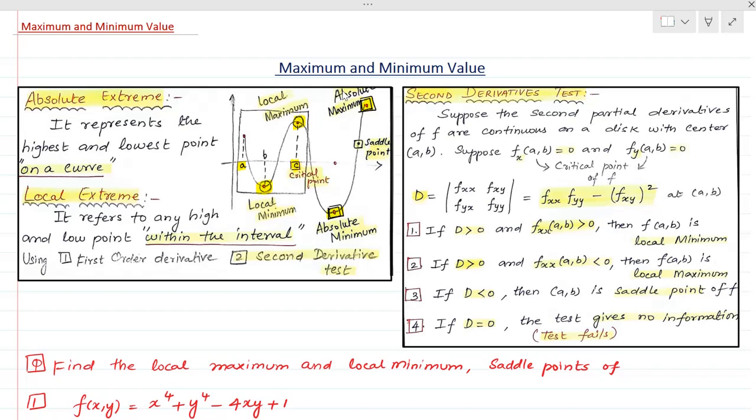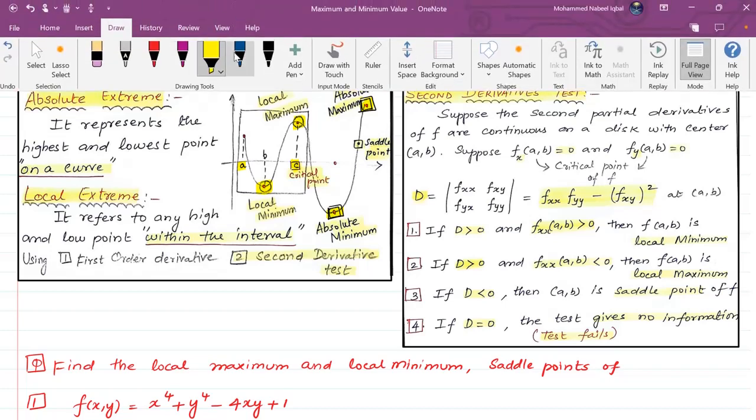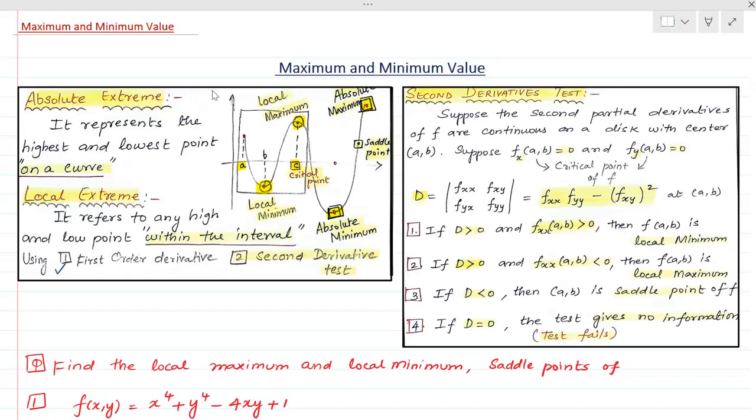So how will you calculate this one? By using two methods. What is the first method? The first derivative method and the second derivative method. In this video, we are going to discuss the second derivative test. So what are the things we need for the second derivative test? Here we are dealing with the two variables, f of x comma y. You will have two dimensions.